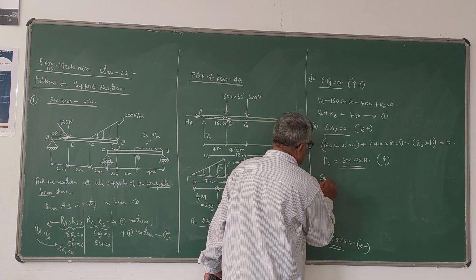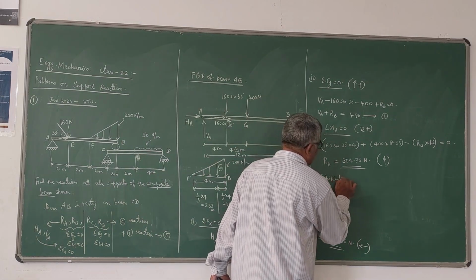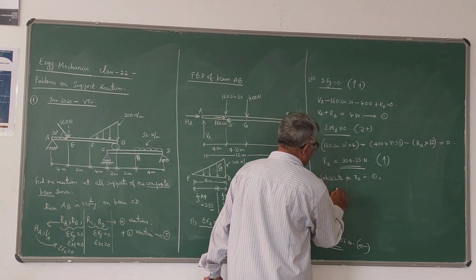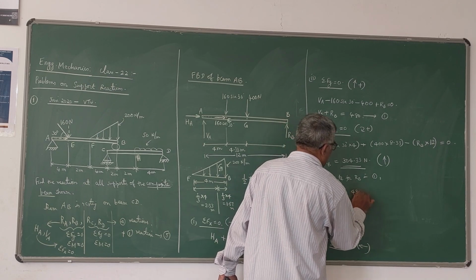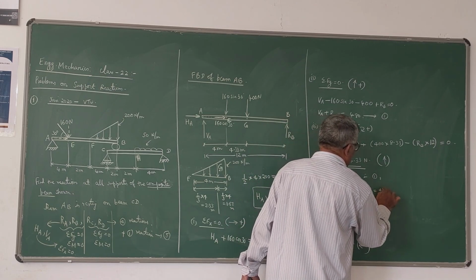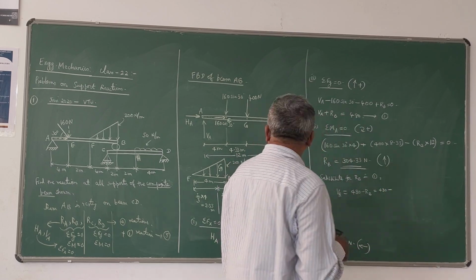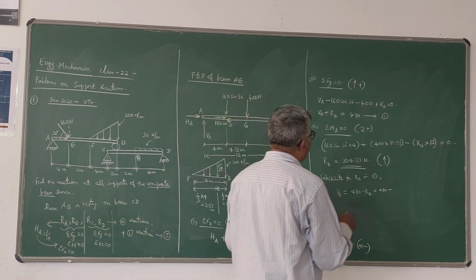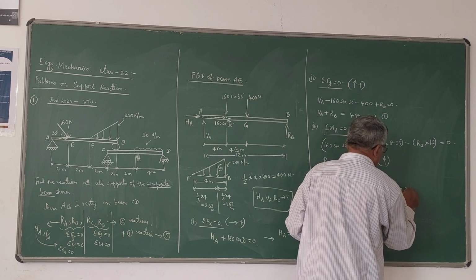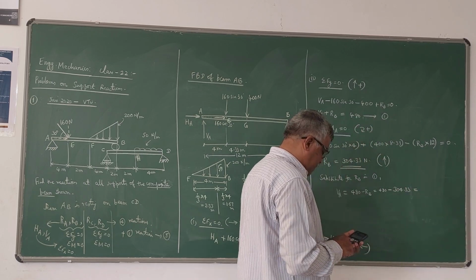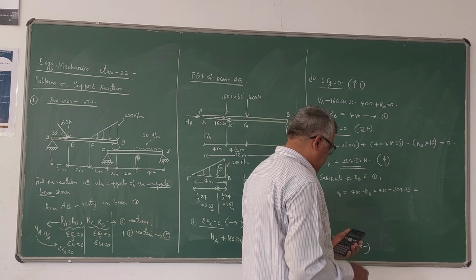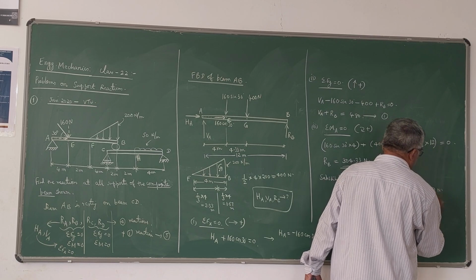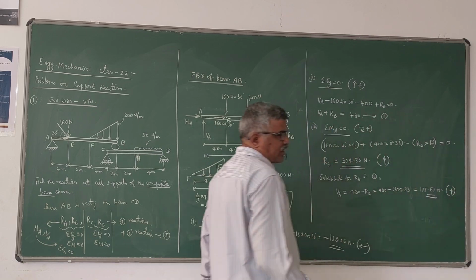Now substitute the value of this RB in equation 1, and you can get the value of VA. So VA is equal to 480 minus RB. That is 480 minus 304.32, so it comes out to be 175.67. So this is also positive Newtons. That means the assumed direction of VA is correct.